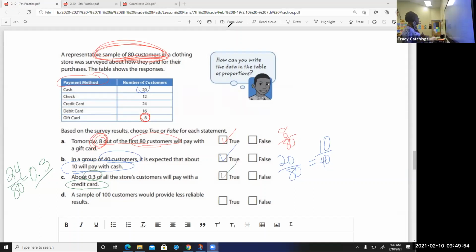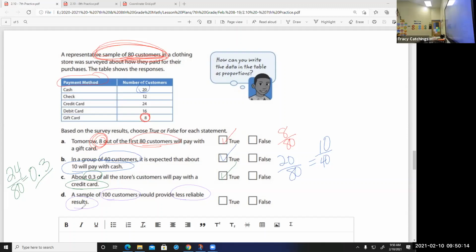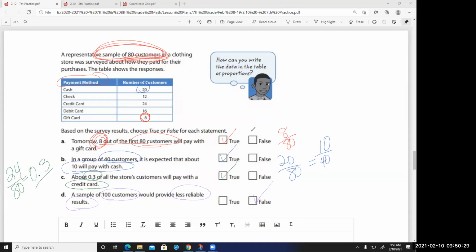Part D says a sample of 100 customers will provide less reliable results. If I put more customers in my sample, will I have less reliable results? No. False. That's going to be false. If anything, it will be more reliable, because I now have more choice. Any questions about it? No, ma'am.